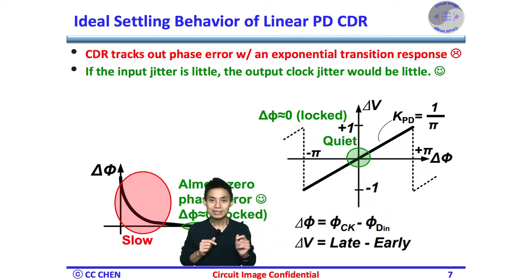Another takeaway is the linear CDR initially tracks out phase error with an exponential transient response, which is expected since the phase error is big with a big correction initially, and the phase error is smaller with a smaller follow-up correction. Lastly, we mostly care about the phase error between the input data and output clock, since we need to have the best timing margin for the recovered data at the high-speed front end. Therefore, if the input jitter is little, the output clock jitter would be little and vice versa, since the output clock should track the input data ideally.